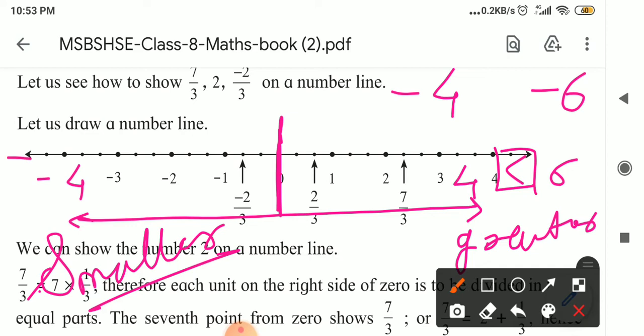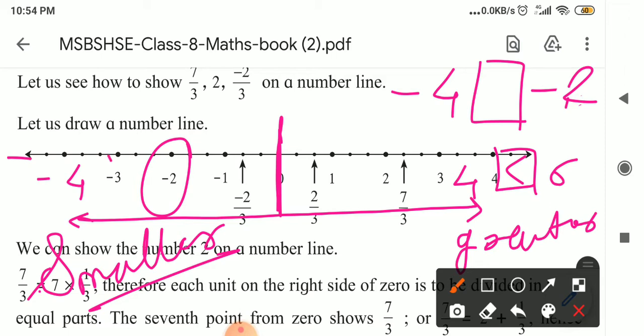So instead of minus 6, I will take another example, because here you can understand the number present on the number line. Instead of minus 6, I will take minus 2. Now tell me which is greater. Actually 4 is greater than 2, but when the numbers are negative, minus 4 is toward the left of the number line, and that's why minus 2 is greater than minus 4.